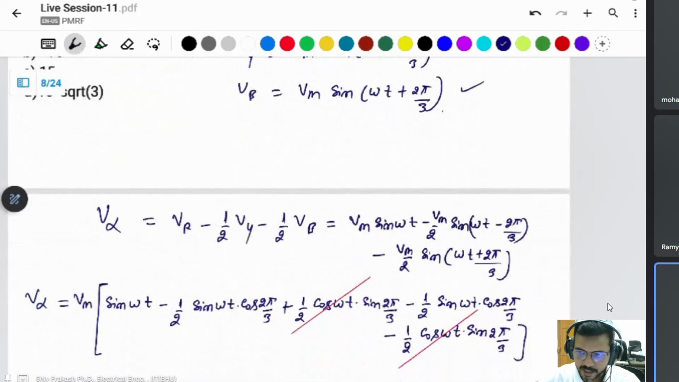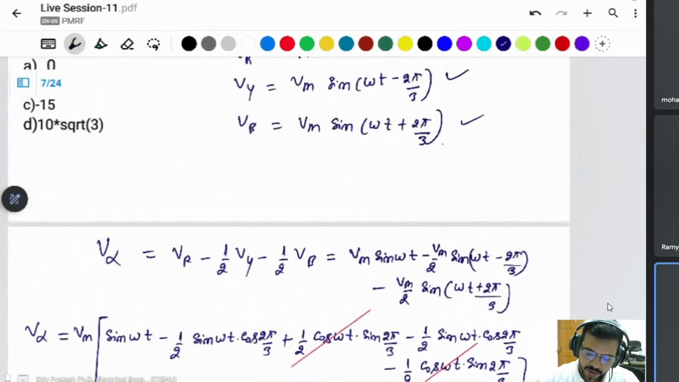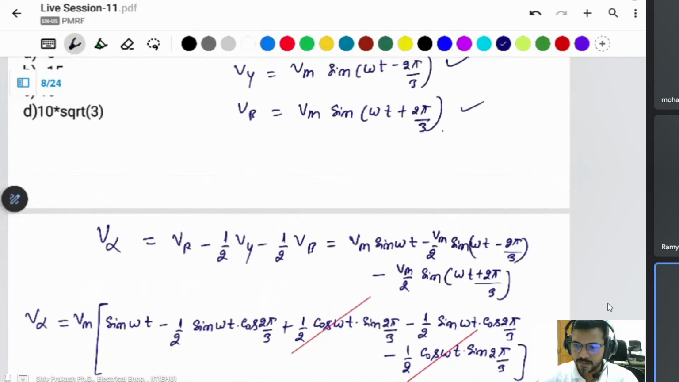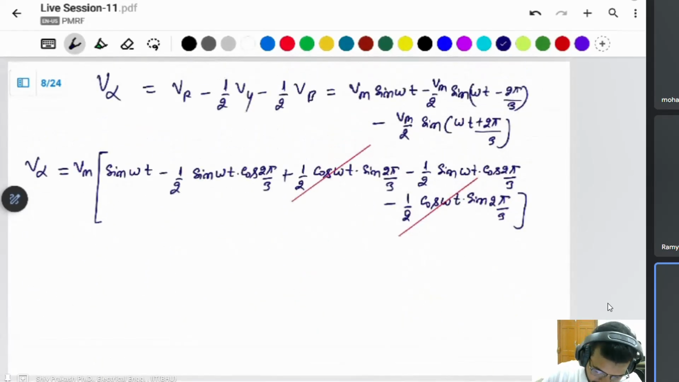Yeah, same thing, sin A plus B you can use sin A cos B plus cos A sin B, or you can use this one also. You can add both by taking 1 by 2 Vm common, then sin A plus B plus sin A minus B you can take. Then you can solve this one, 2 sin A cos B by 2 also. You can solve this one by this one also. This will be cancelled out.